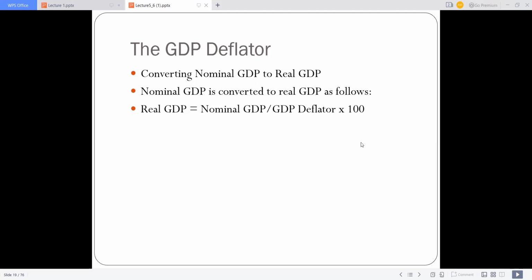Okay, so real GDP is the nominal GDP over the GDP deflator times 100. Thank you very much for giving us that. If you make real GDP the subject, we all know change of subject, right? In class 6. So, change of subject: real GDP is nominal GDP over GDP deflator times 100.